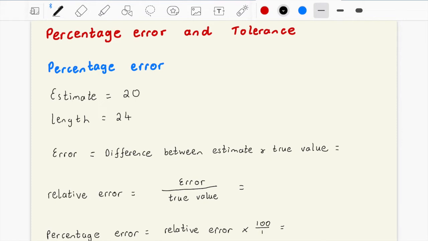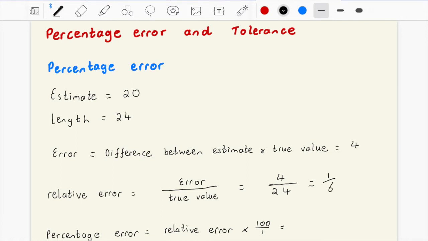So the error in our estimate is simply the difference between our estimate and the true value. So in this case, it's going to be the difference between 24 centimeters and 20 centimeters, which is of course 4 centimeters. The relative error of our estimate is the error divided by the true value. So in this case, our error we just calculated as 4, and the true value is 24. So we can simplify that to 1/6. So our relative error in this case is 1/6.